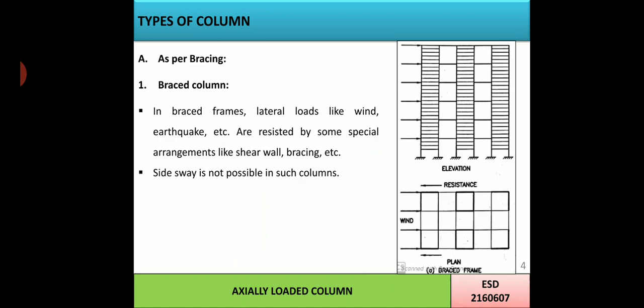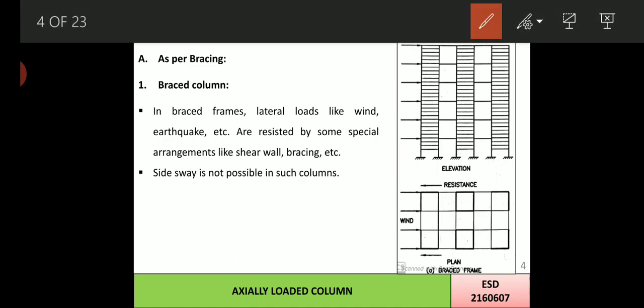First one, braced column. In braced frames, lateral loads like wind, earthquake, etc. are resisted by some special arrangement like shear wall, bracing, etc. And usually side sway is not possible in such a column. Now let's understand it in the figure. We can notice over here, in the plan, there are dark lines. These dark lines indicate the shear walls, for example, in this elevation.